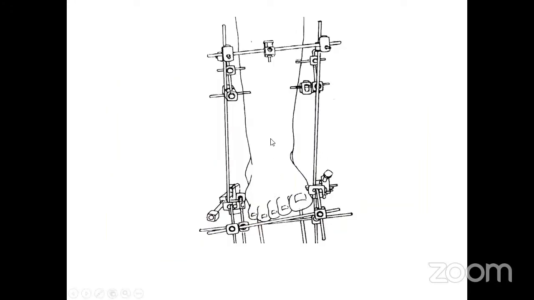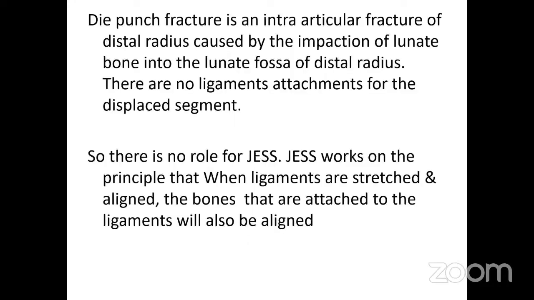Whereas this is a JUS fixator used in clubfoot or CTEV, where you lengthen both the medial and lateral sides, but the medial is lengthened more than the lateral, so that the foot length can be increased and the varus can be corrected. Die punch is caused by impact of the lunate into the lunate fossa. There are no ligaments attached to that displaced fragment, so no role for JUS. It works on the principle of ligamentotaxis: when ligaments are stretched and aligned, the bones attached to them also get aligned.